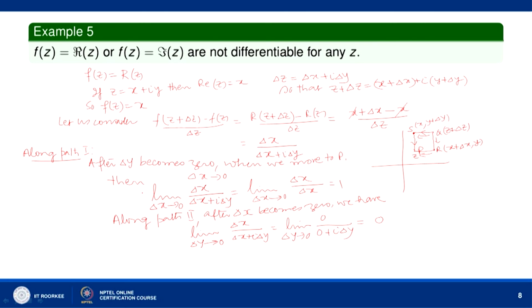So, along path 1, the expression f(z plus delta z) minus f(z) over delta z goes to 1, while along path 2, f(z plus delta z) minus f(z) over delta z goes to 0. So, limit delta z tends to 0, f(z plus delta z) minus f(z) divided by delta z does not exist.